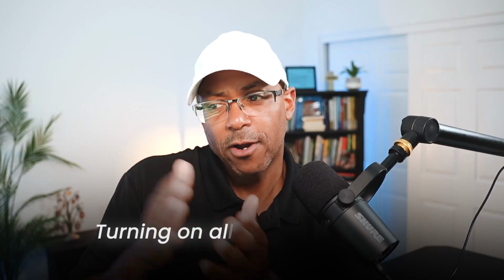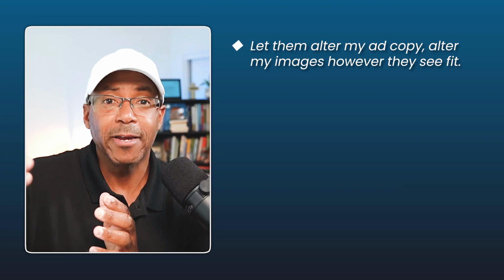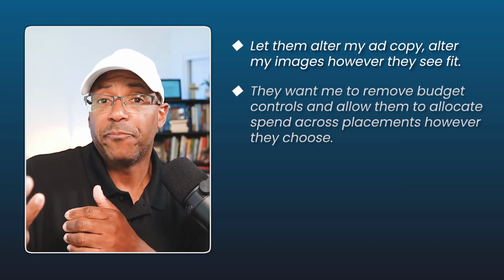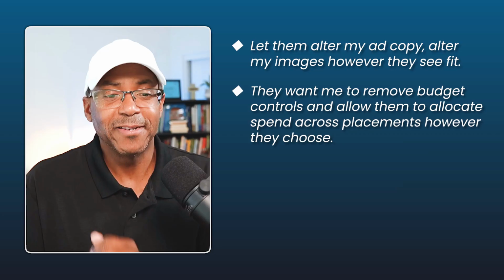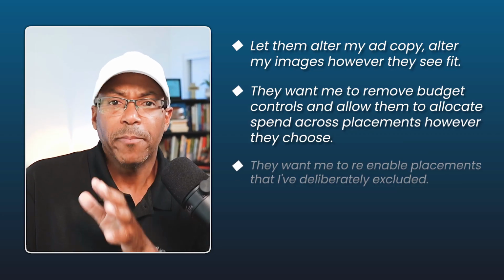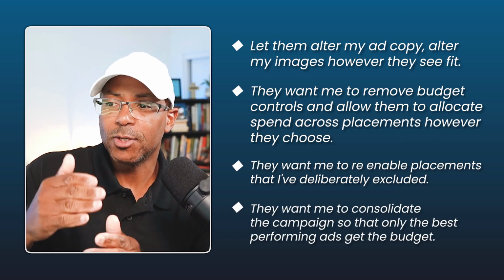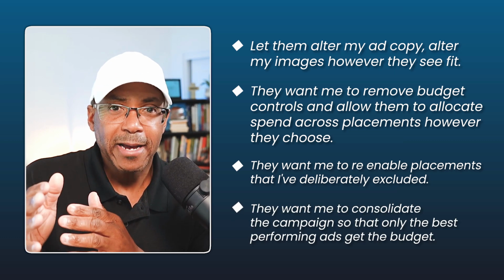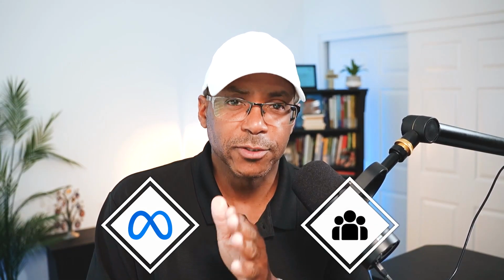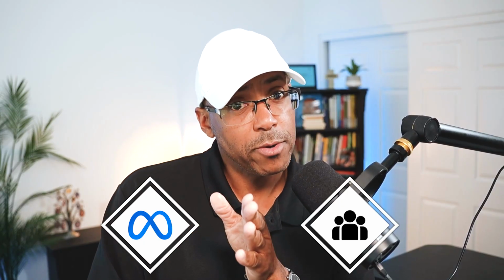Now I want to walk you through what Meta is telling me to do to improve this campaign and to improve that score. They want me to do things like turning on all of the automatic creative enhancements, meaning let them alter my ad copy, alter my images, however they see fit. They want me to remove budget controls and allow them to allocate spend across placements however they choose. They want me to re-enable placements that I've deliberately excluded. And they want me to consolidate the campaign so that only the best performing ads get the budget, instead of testing the multiple ads that we strategically need to test in this campaign. Every single recommendation is a transfer of control from me, my team, or you to them.